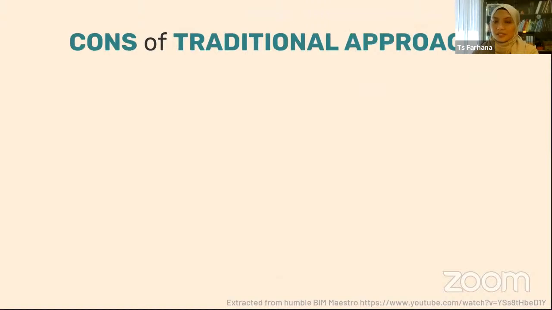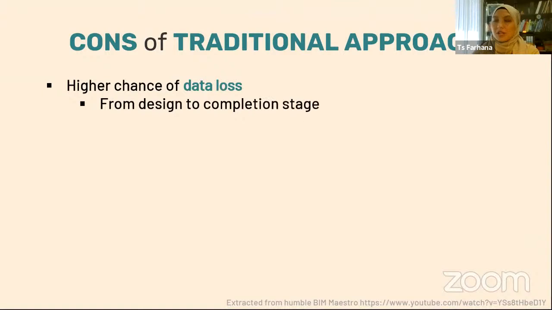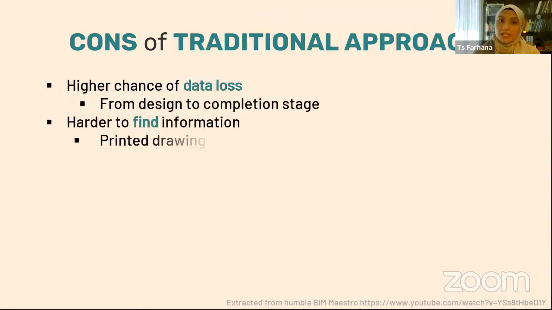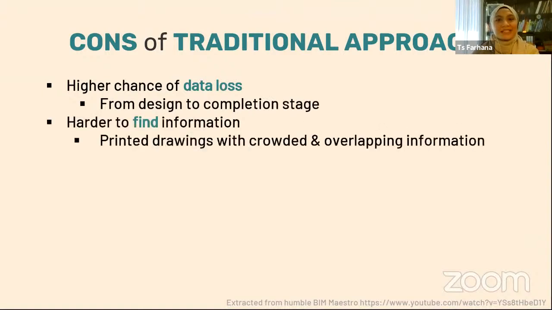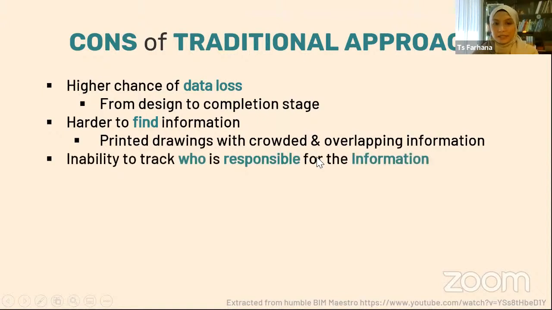So what are the cons? Cons are the negatives of the traditional approach. Higher chance of data loss, and it's harder to find information. You imagine how to find things where you cannot just press Control F. You cannot just search, especially when it's printed and overlapping and crowded with information. Because at site, you usually refer to the printed drawings. Then there's the inability to track who is responsible for the information.